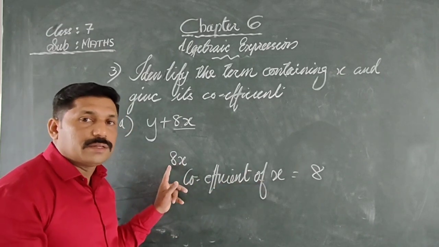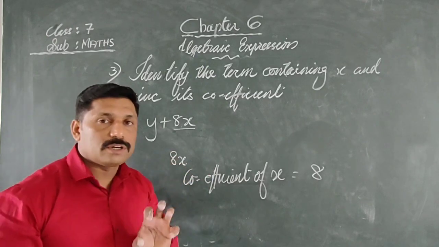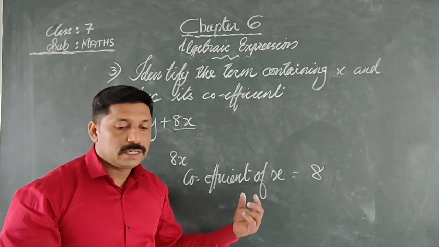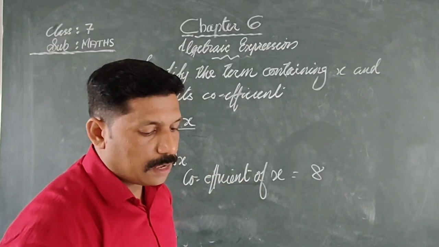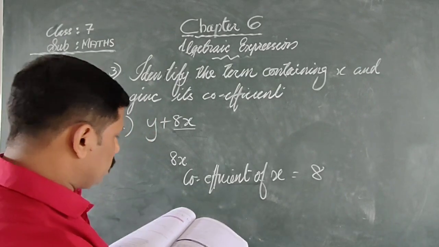So the coefficient of x is 8, and the coefficient of 8 is x. But here only the coefficient of x is asked, therefore we want to write the coefficient of x only. And you can see the next question.